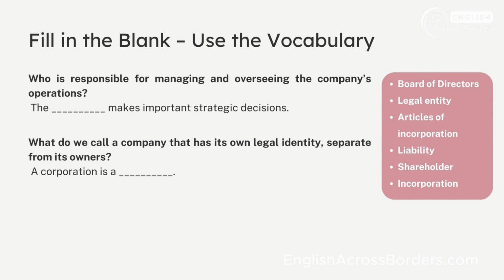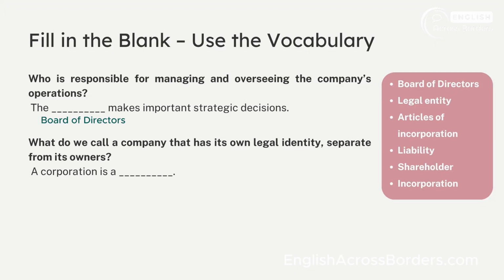Think about this question. Who is responsible for managing and overseeing the company's operations? The answer is Board of Directors. So we say the Board of Directors makes important strategic decisions. The Board of Directors is a group of individuals elected by the shareholders to govern the corporation. They set policies, make major business decisions, and oversee the company's overall direction. Think of them as the leadership team that guides the company's future.